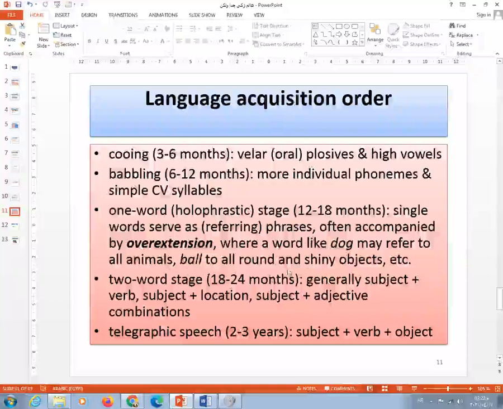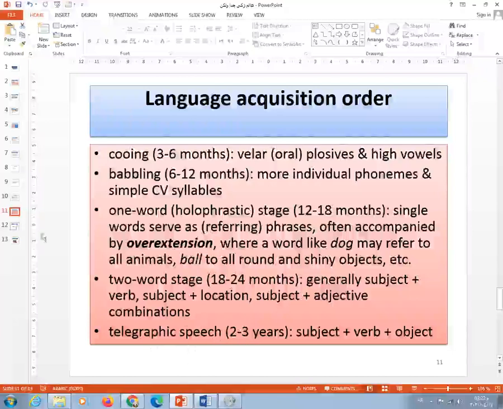Then we have the two-word stage from 18 to 24 months, and generally we have subject plus verb, or subject plus object, or subject plus location, subject plus adjective. So we find sophisticated syntactic combinations. And then we have telegraphic speech from 2 to 3 years. We have subject, verb, object, and so on.